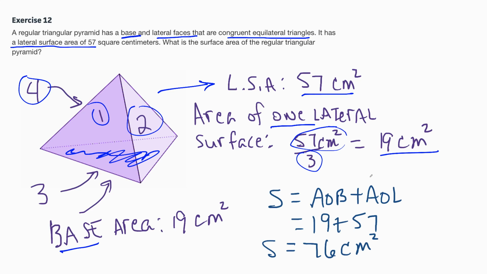Well, since all four of these faces on this pyramid have the same area, then I know the area of my base, okay? And then I use my formula to find the surface area of a pyramid, area of the base plus the area of the lateral faces, and there you go.